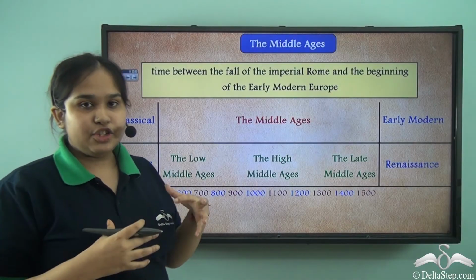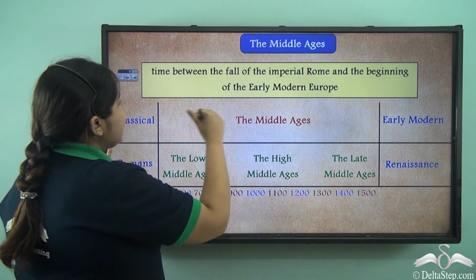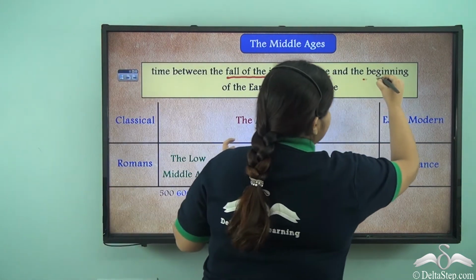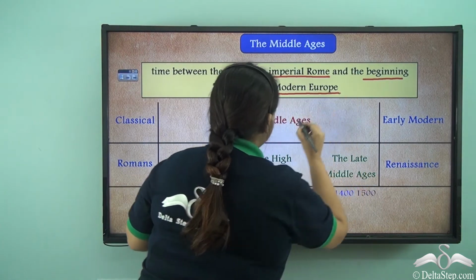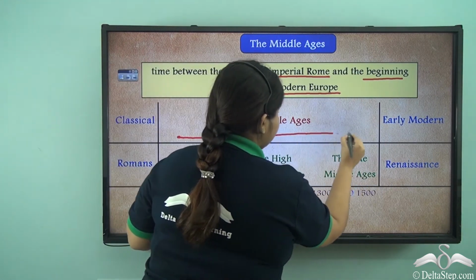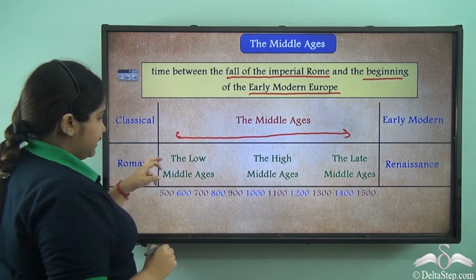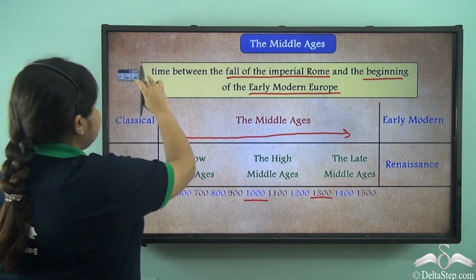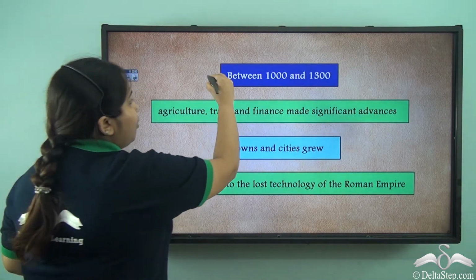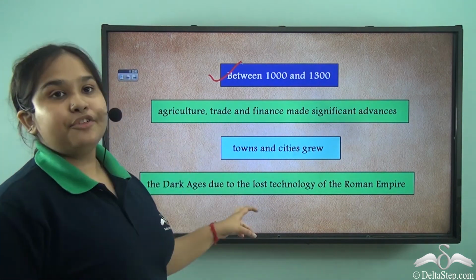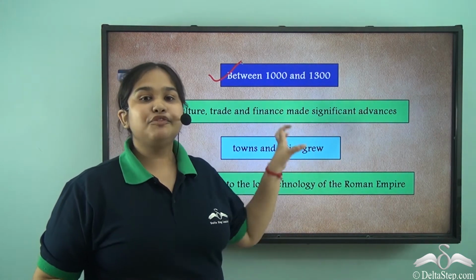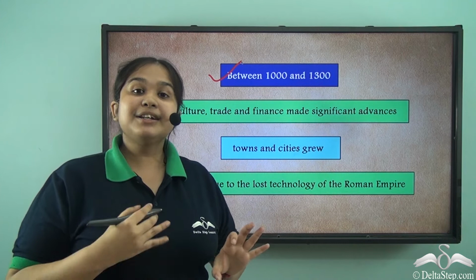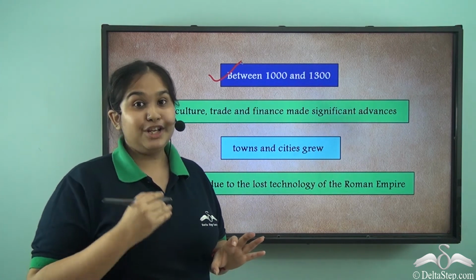So this Middle Ages that we are trying to locate is the exact time between the fall of the imperial Rome and the beginning of the early modern Europe. So this, right? From 1000 to 1300. Now, between 1000 to 1300, therefore, not only can we see the fall of this vast empire, but we also see various changes. That is why it is called the period of change, if you remember.